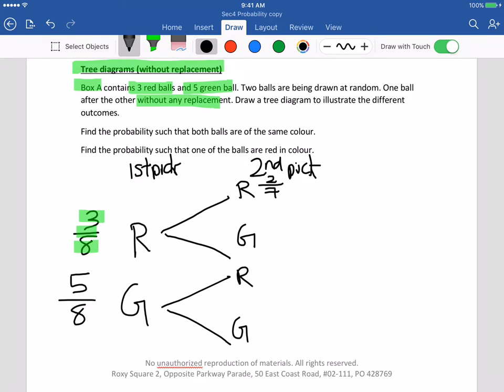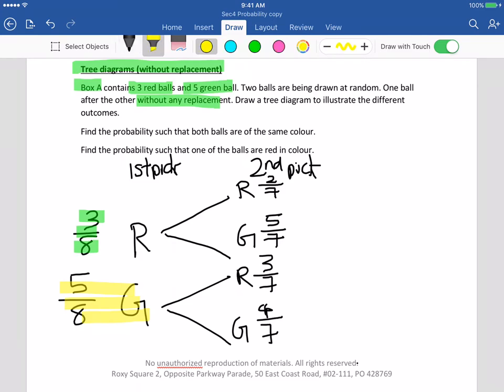Next one, because the first pick was red, on the second pick, how many green were there? It will be 5 over 7. Next one, if the first pick is a green one, what's the probability of you getting a red on the second pick? It will be 3 over 7. If the first pick was green, what's the probability of you getting another green on the second pick? It will be 4 out of 7.